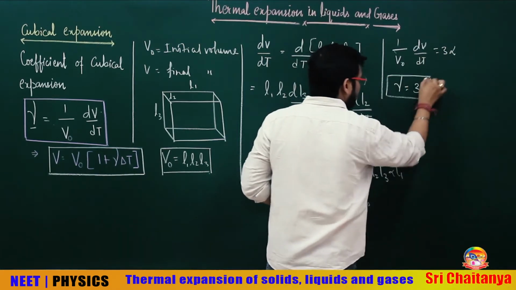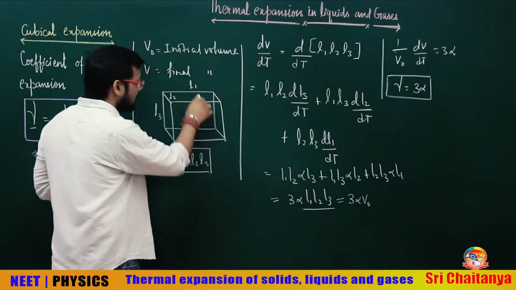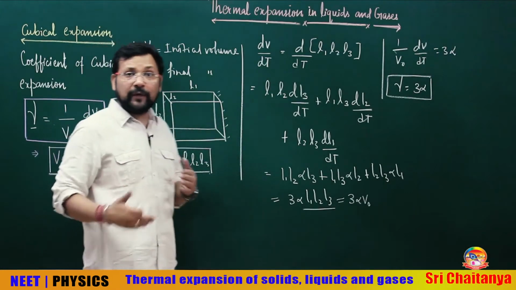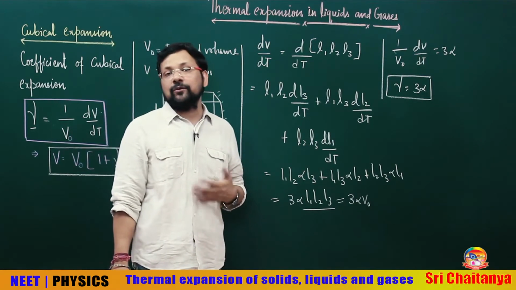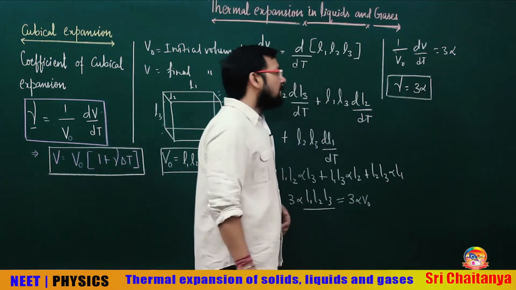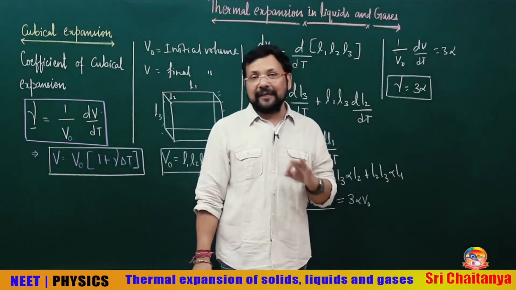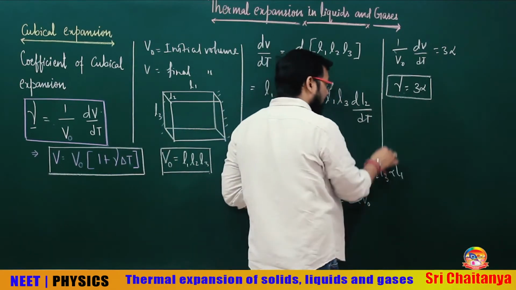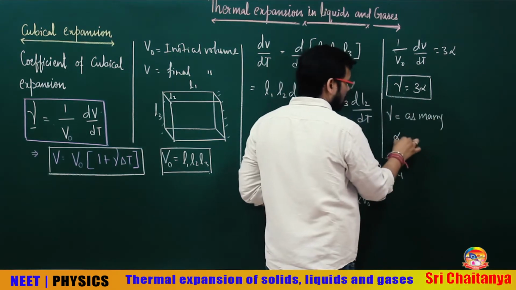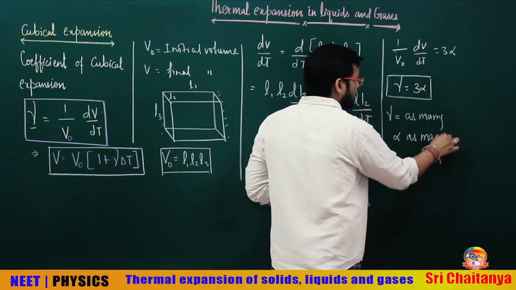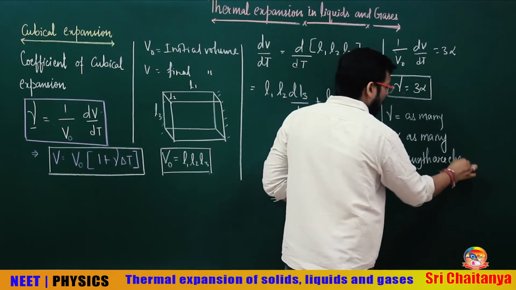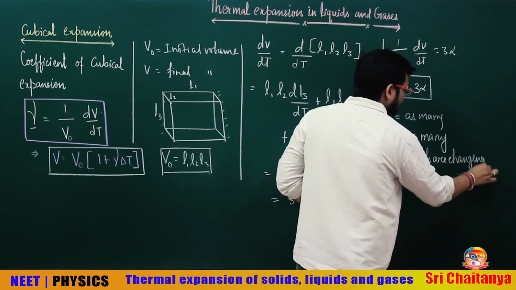But having said that, again, we have to understand, suppose this length L1 has been fixed and is not allowed to expand, then what will happen? Only L2 and L3 will expand. So in that case, gamma will be equal to 2 alpha, or gamma can be equal to alpha also. So this concept, gamma equal to 3 alpha, is only applicable when all three lengths are changing. Otherwise, we can write gamma is equal to as many alpha as many lengths are changing. So you have to actually see how many lengths are changing.